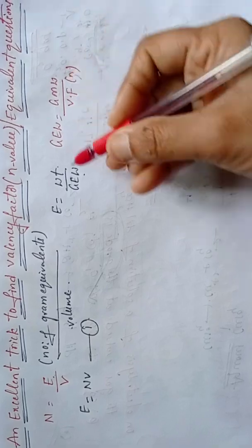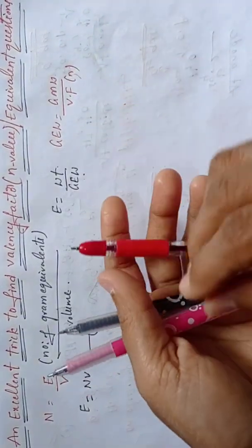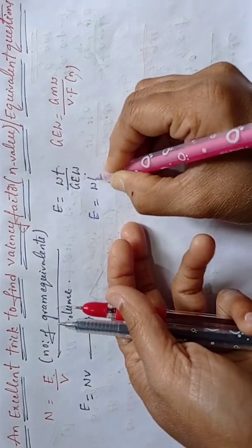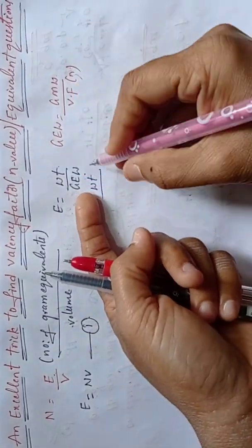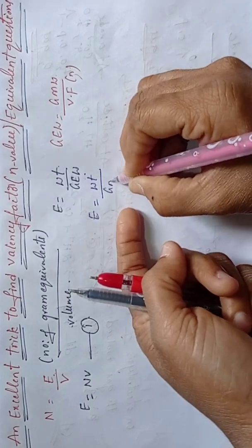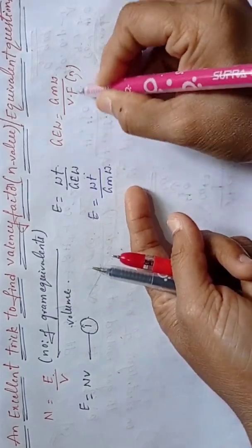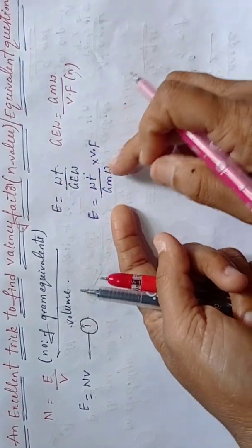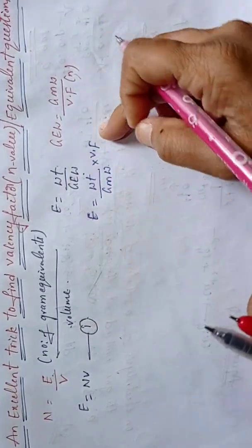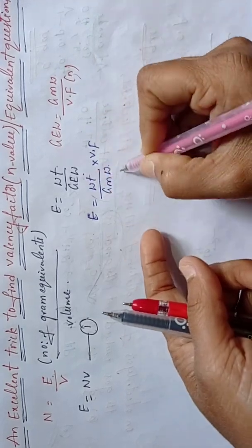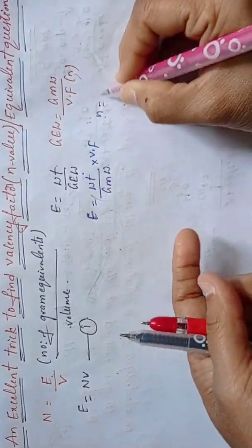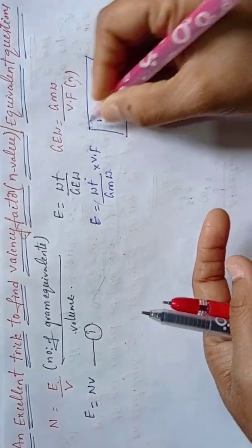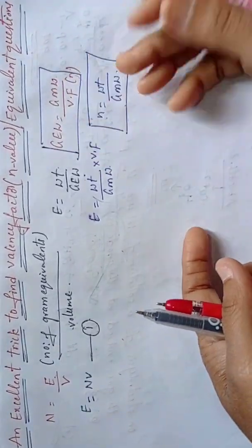So this formula here I am going to substitute. Then what will I get? E is equal to weight by gram equivalent weight, which means weight by gram molecular weight by valence factor. So the valence factor will go up. Here E is equal to weight by gram molecular weight into valency factor. This weight by gram molecular weight is nothing but the number of moles. Are you following, students?